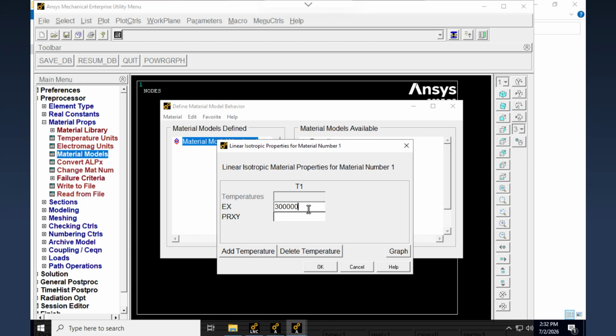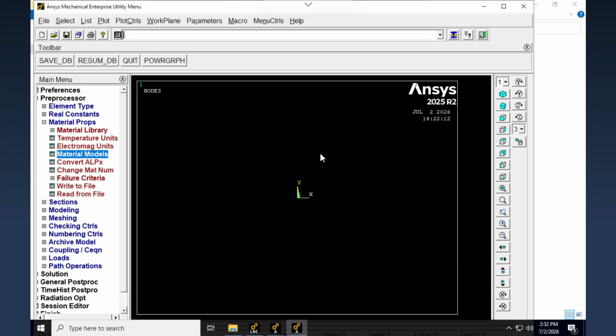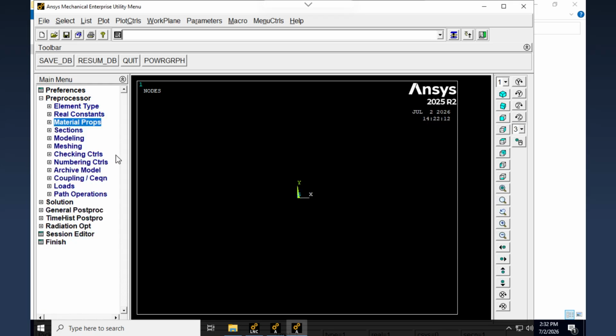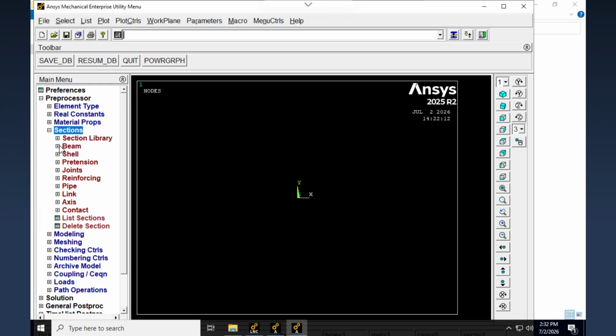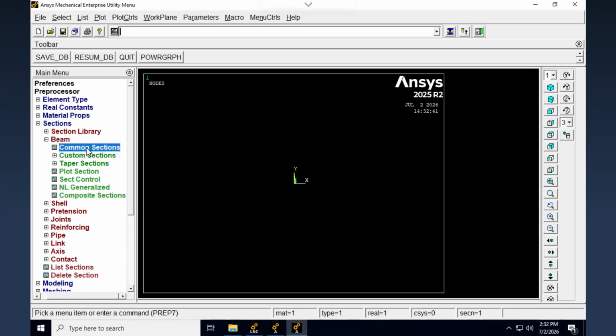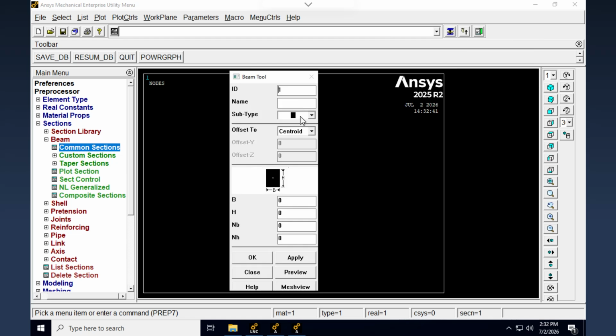I'm going to put 30 million. And then Poisson ratio is 0.3. I close it. There you go. Then come here, sections. We have to specify the section here. So then common section, you go here. Our section, the section of the shaft, is circular. And then the diameter is 1, so radius is going to be 0.5.